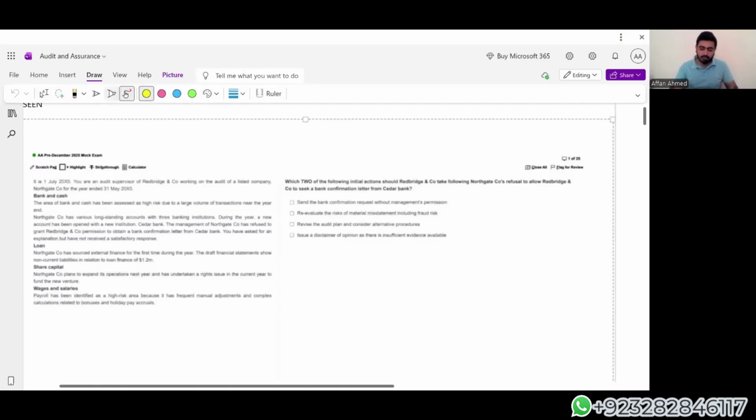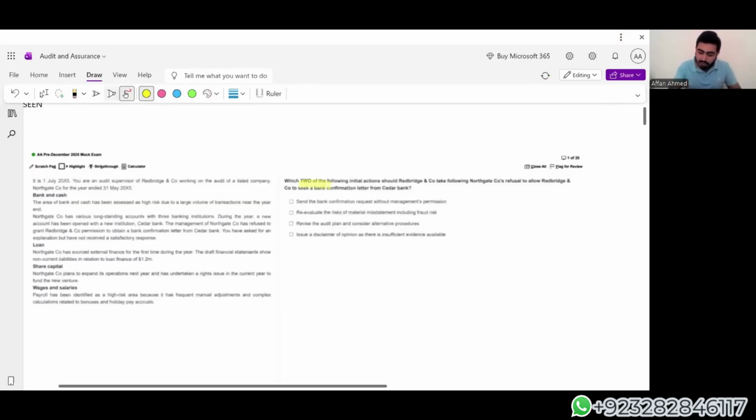So let's read the first question, that is, which two of the following initial actions should Redridge and Go take following Northgate Company's refusal to allow Redridge Company to seek bank confirmation from Cedar Bank? They are refusing to take confirmation from the bank that they have accounts in. Let's read the passage. The area of bank and cash has been assessed as a high risk area due to large volume of transactions near the year end. So it is indicating some kind of fishy movements.